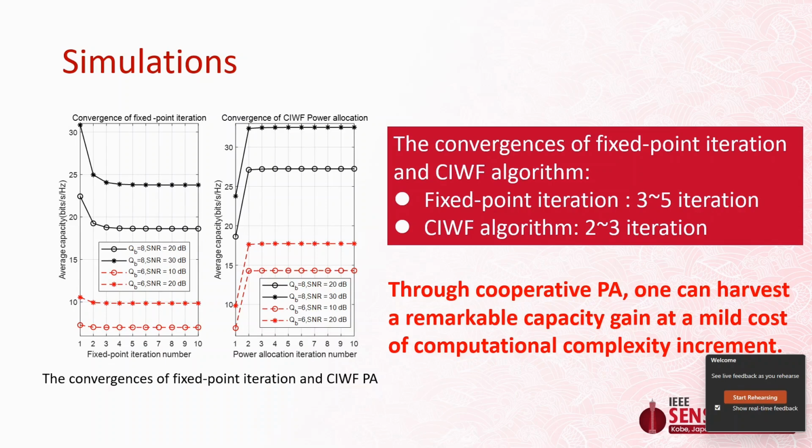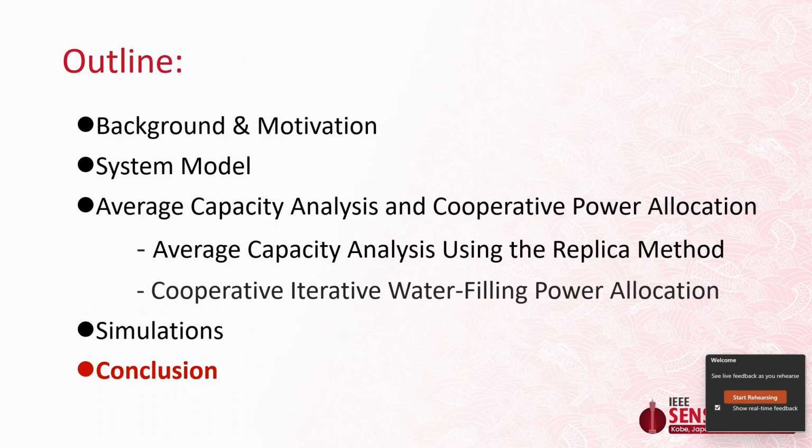This figure illustrates the convergence of the fixed point equation and CIWF algorithms. It shows that only 3 to 5 iterations and 2 to 3 iterations are sufficient for fixed point iteration and CIWF convergence respectively. This means that through the cooperative PA, one can harvest a remarkable capacity gain at a mild cost of computational complexity. The final section is the conclusion.